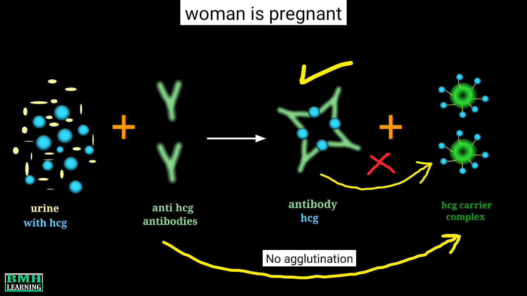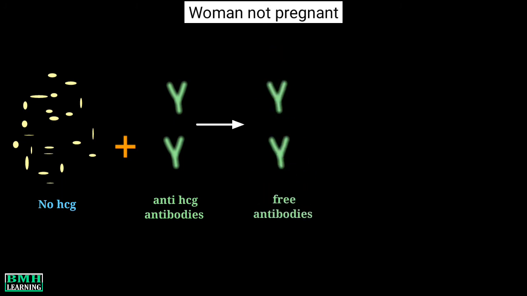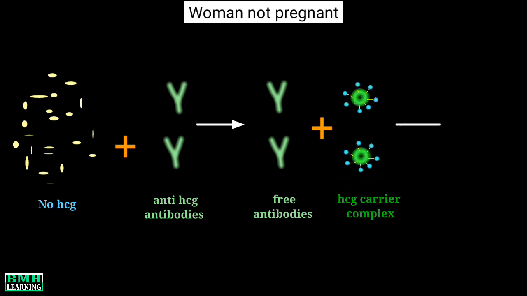Now let's talk about the second case, when the woman is not pregnant. That means no HCG molecules in the urine. Similar to the previous case, we will treat the sample with anti-HCG antibodies. As we know, the sample lacks HCG molecules, so the antibodies will remain free. In the next step, we will add the HCG carrier complex. We all know what will happen. The free antibodies will bind to the complex, and there would be visible agglutination.